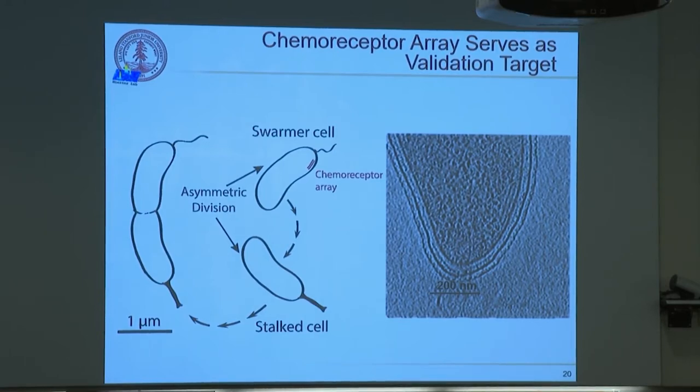So this chemoreceptor array is composed of certain proteins, but gosh, I wish I knew why this doesn't advance. If anybody knows, tell me.